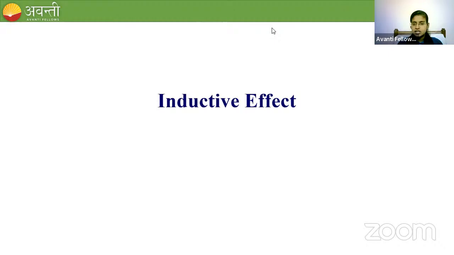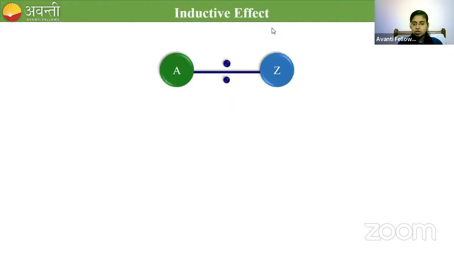To start with the inductive effect, I am taking a molecule with the formula AZ. This is a general formula for the molecule that I have taken. And you all know that one covalent bond will have two electrons, and the two electrons are mentioned here. Now what will happen, since both the bonded atoms are different? Suppose atom Z is highly electronegative in nature. If atom Z is highly electronegative, what will happen to those two electrons?